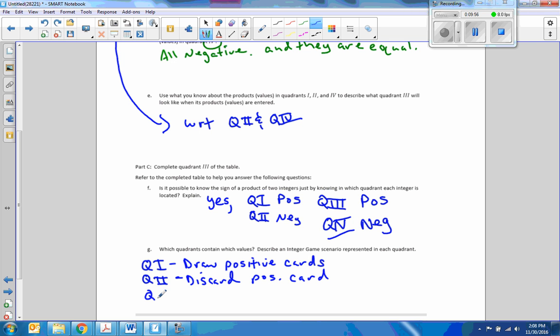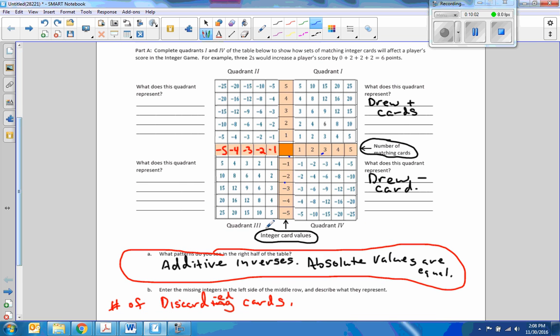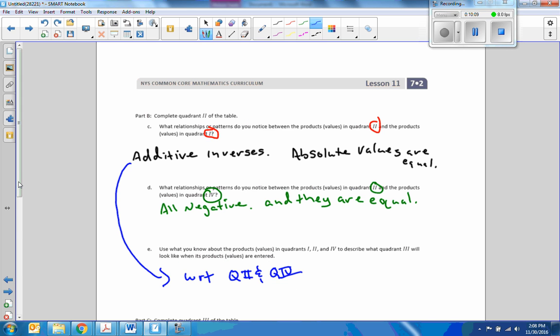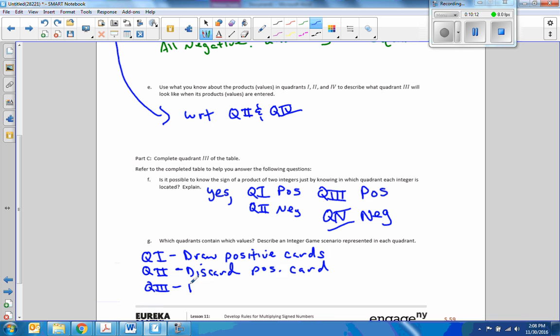Okay, quadrant 3. We go back and look at quadrant 3. We're discarding negatives, so our value in our hand will go up. Okay, so we're discarding negative cards. And then finally, quadrant 4 means to withdraw a negative card. Let's take a look at that.